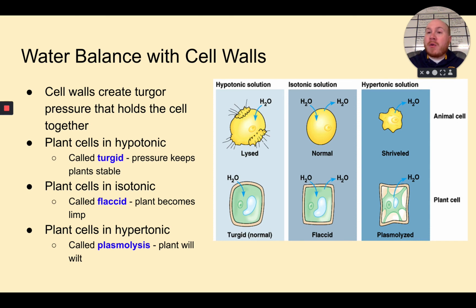Plant cells need a lot of water to hold their structure together, whereas we have skeletons or exoskeletons to hold our bodies together. We have a skeleton, insects have exoskeletons. Plant cells in a hypotonic solution.